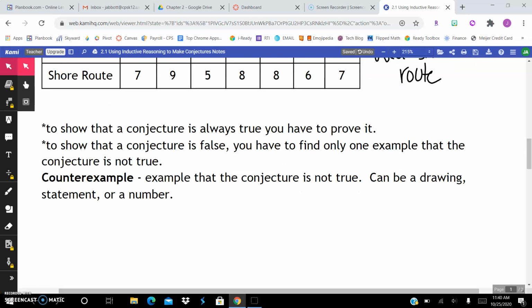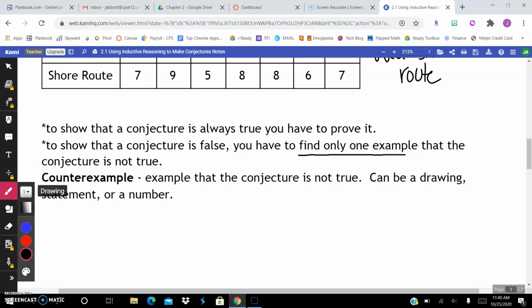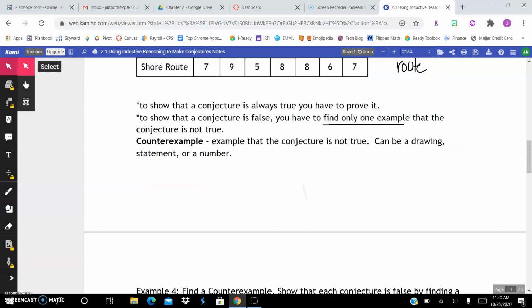So to show that a conjecture is always true, we have to prove it. To show that a conjecture is false, we have to find only one example that the conjecture is not true. So it only takes one. A counterexample is an example that shows the conjecture is not true. So we have to find a counterexample to prove that our conjecture is false. And we can do this with a drawing, a statement, or a number.